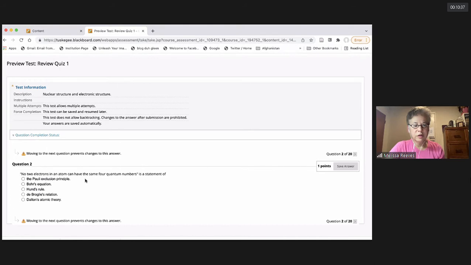No 2 electrons in an atom can have the same 4 quantum numbers is a statement of the Pauli exclusion principle, which says you can only have 2 electrons in an orbital. One of them has ms plus a half, and the other one has ms minus a half. And the other 3 quantum numbers, n, l, and m sub l, specify which orbital you're talking about. So up through m sub l, you're talking about the orbital, and then m sub s is which electron you're talking about, the up electron or the down electron.